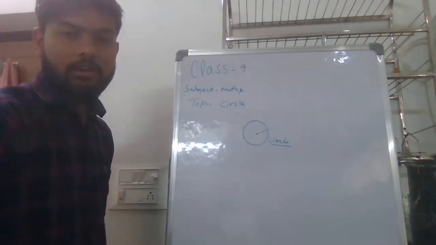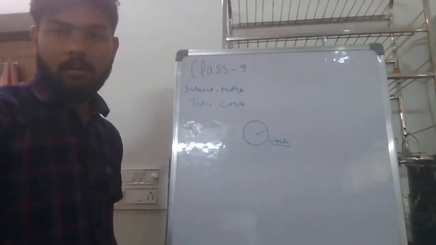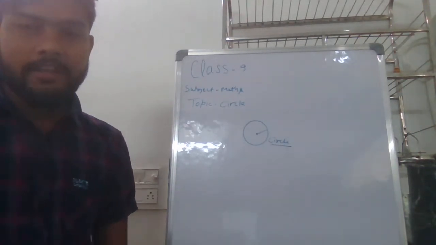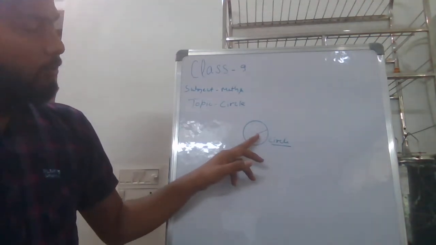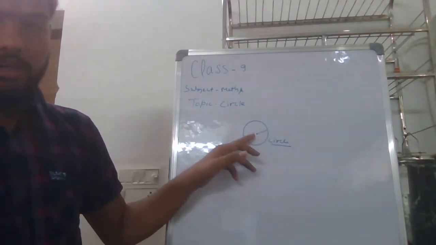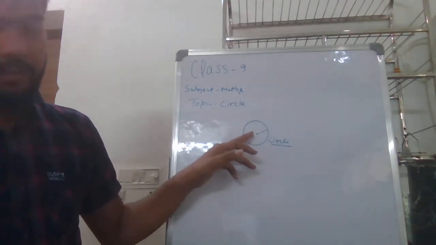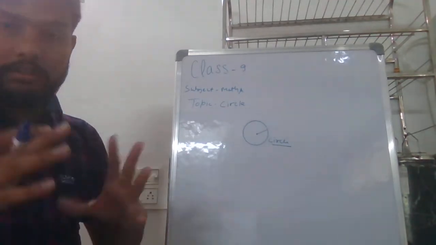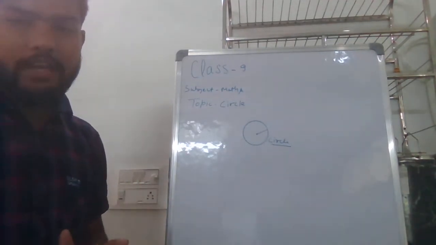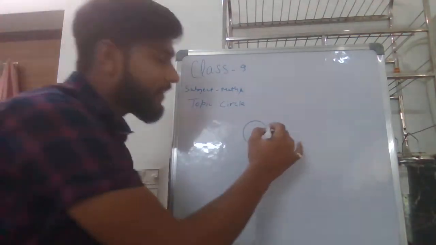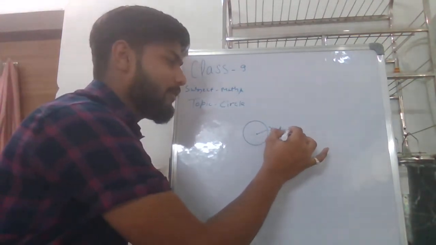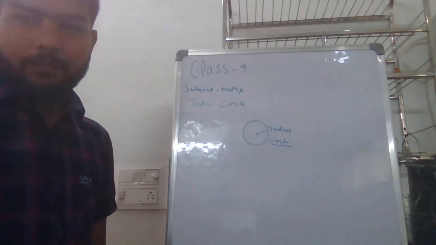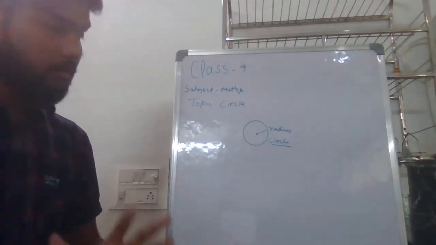Very good. Now what do we call the length between the center of a circle and the circular line? In a circular line we have the center, and we call that length the radius. We call it the radius. Very good, so let's move further.